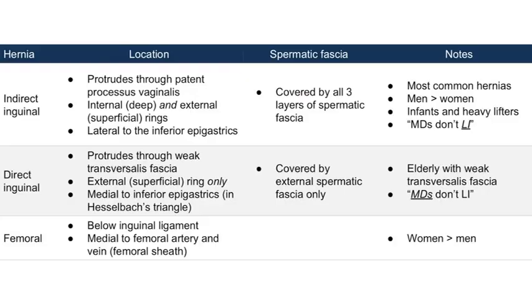And once again, indirect hernias are covered by all 3 layers of the spermatic fascia. And remember these layers with IceTie. Now let's focus on direct inguinal hernias. These will protrude through the transversalis fascia. And we specifically wrote on this table that the intestines protrude through a weak transversalis fascia. What kind of people have weak transversalis fascial layers?